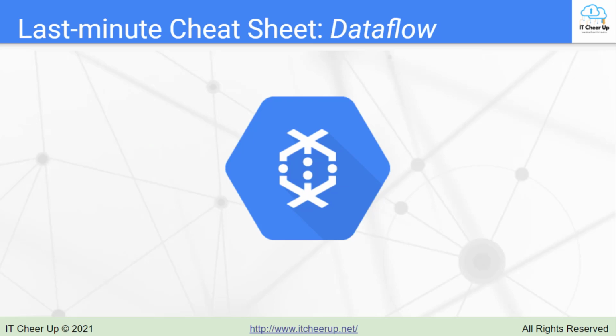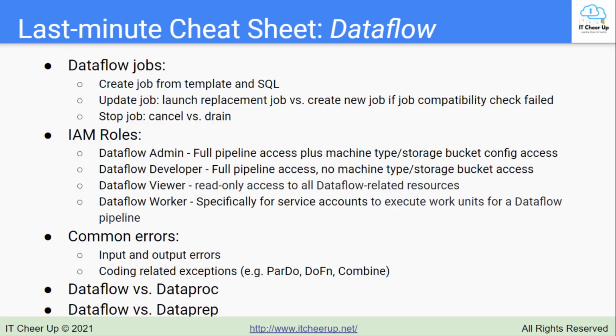Continue Google Cloud Dataflow's last-minute cheat sheet. I went through how to aggregate elements in unbounded collections through windows, watermarks, and triggers in the last video. Now let's take a look at the key points of the remaining Dataflow last-minute cheat sheet for the PDE exam. I covered creating jobs and pipelines in the last two videos. Now let's take a look at how to update and stop jobs.